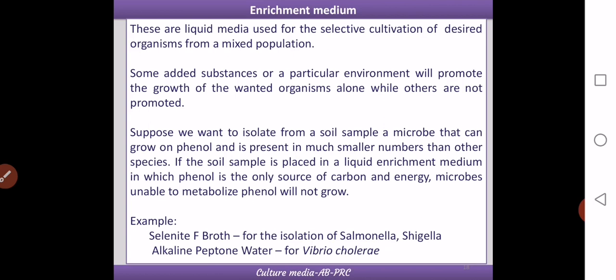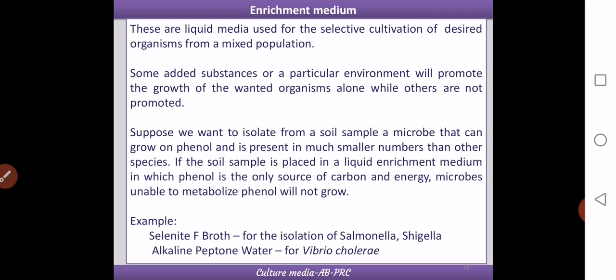So this is usually liquid in form. This liquid enrichment media contains phenol as the only source of carbon and energy. So what happens when the soil organisms are inoculated over there? Only those bacteria which consume phenol will survive. All other organisms will perish, right? So they will be removed from the media without available nutrients.